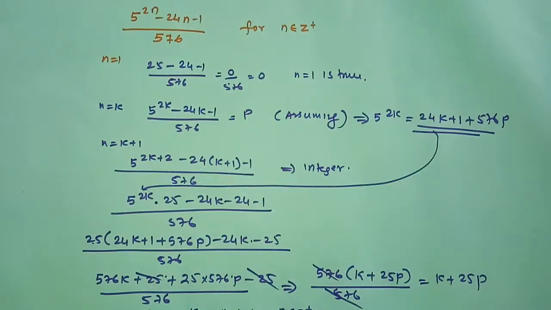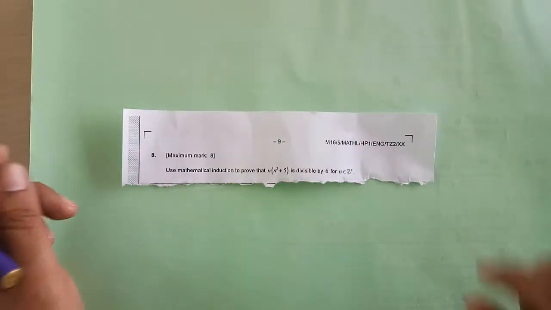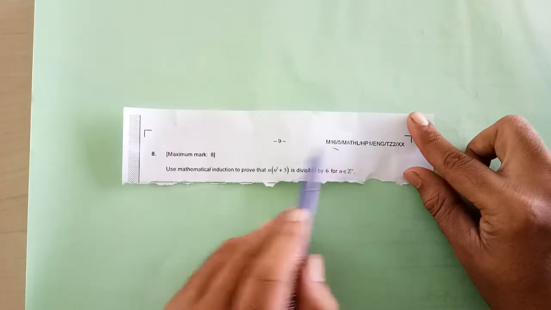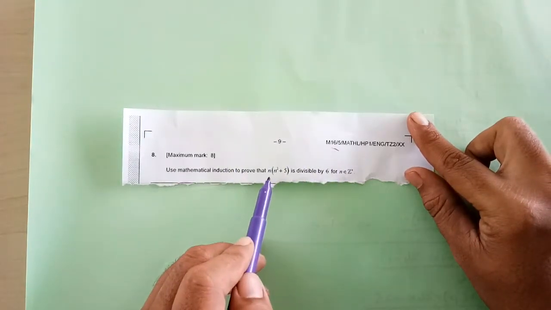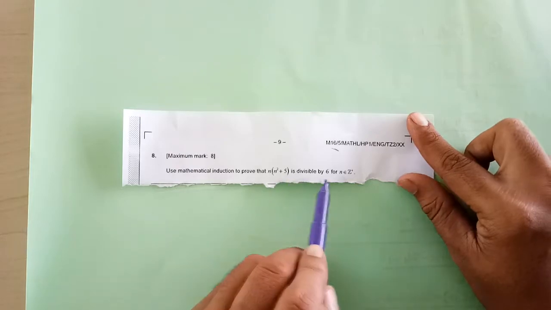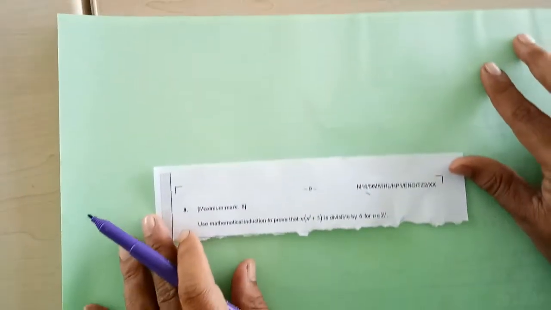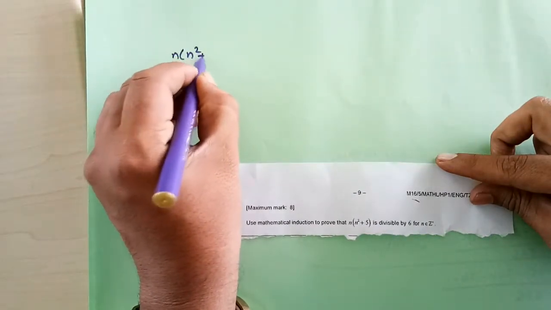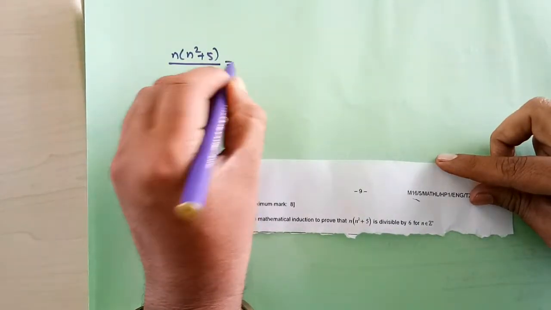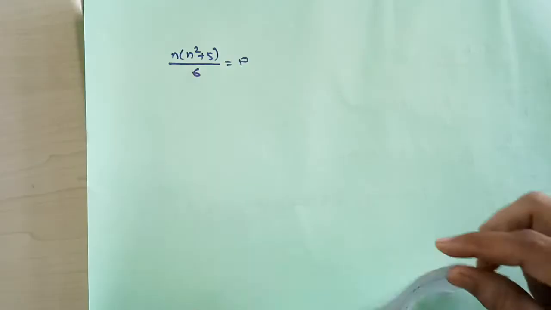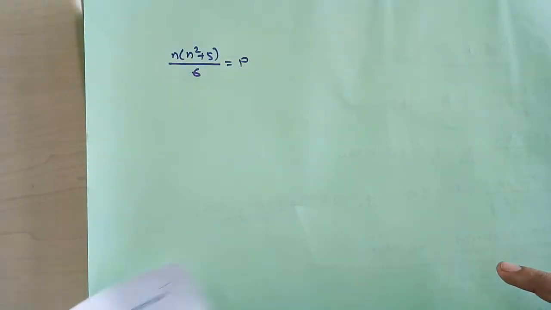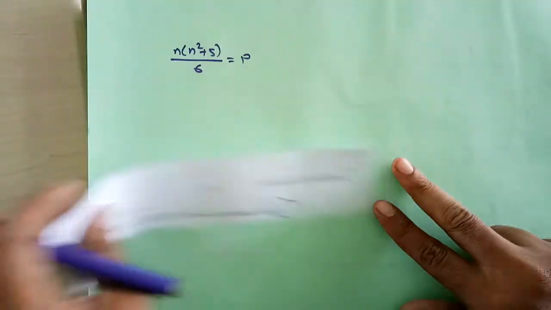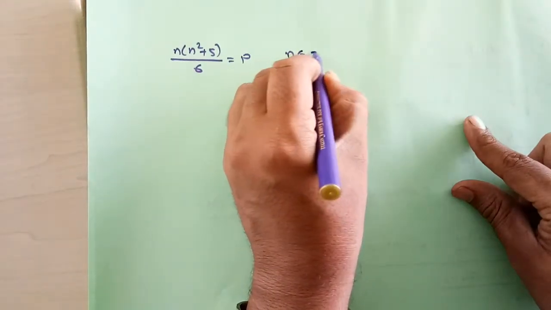Here is the next question. In this example, we have to prove using induction. This is again a May 16 question. You have to prove using induction that n times (n squared plus 5) is divisible by 6. Taking a similar route as the earlier example, it's n times (n squared plus 5) over 6. This should be an integer. This is my aim to prove, and it should be true for all n belonging to positive integers, where n belongs to Z positive.